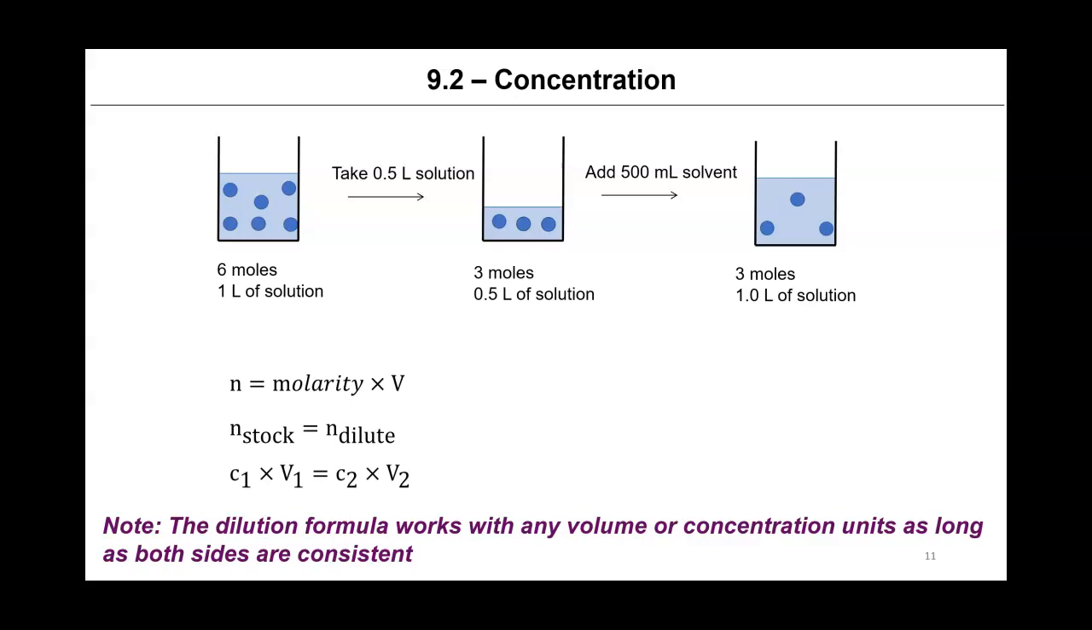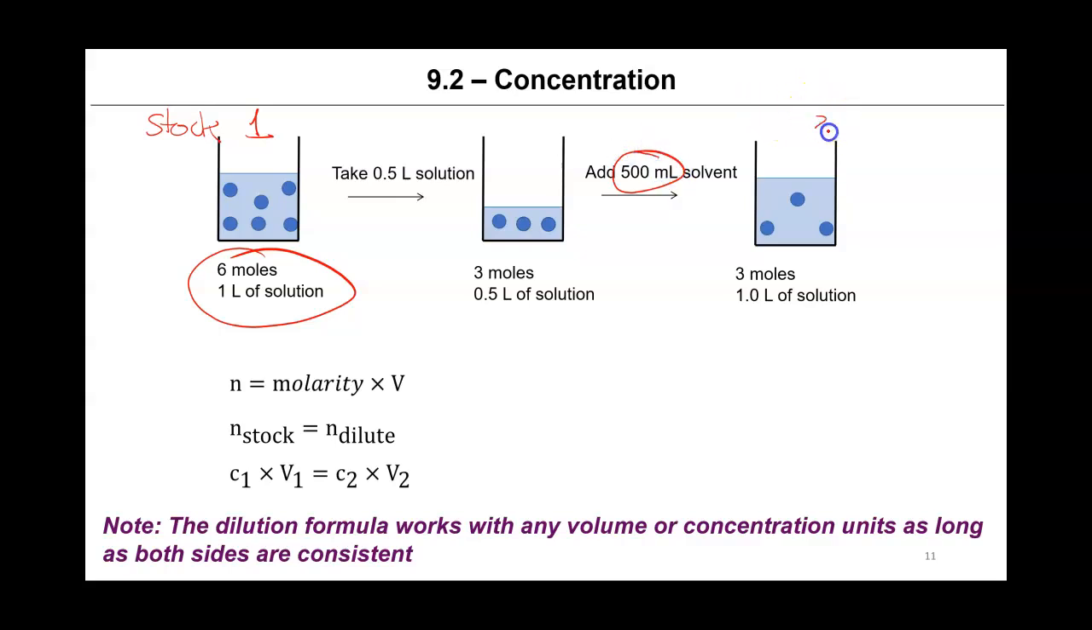Another classic problem when working with concentrations is a dilution problem. So in a dilution, what you do is you begin with a concentrated solution. We often call this solution number 1, or sometimes people will call it the stock solution. We'll take a small portion of it. So in this case, we took half of it, and then we'll add some solvent. And in this case, we added 500 mLs of solvent.